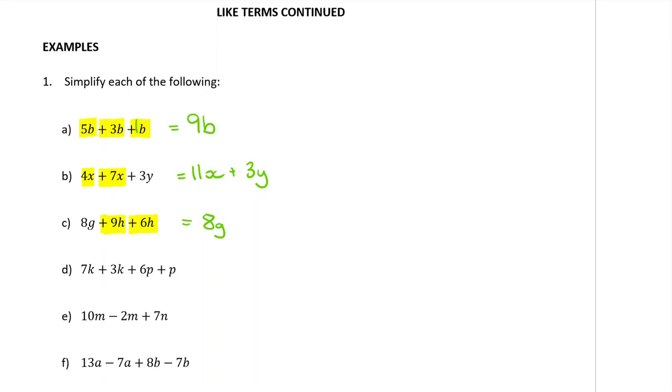So 8g was first, so there it is. And now I'm going to add my two h's together. 9 plus 6 makes 15h.